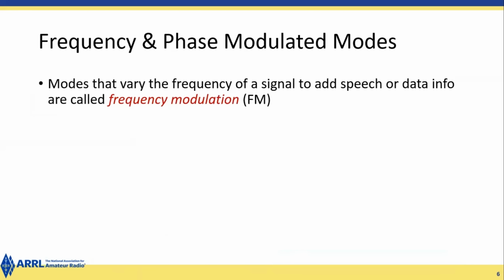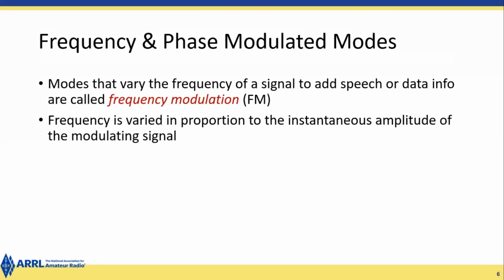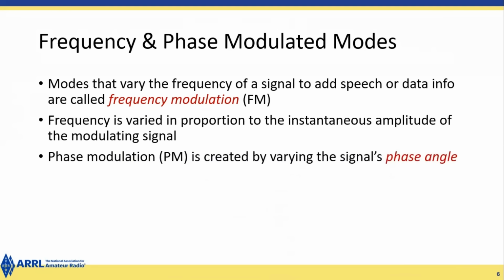Modes that vary the frequency of a signal to add speech or data information are called frequency modulation. The frequency is varied in proportion to the instantaneous amplitude of the modulated signal. Phase modulation is created by varying the signal's phase angle.